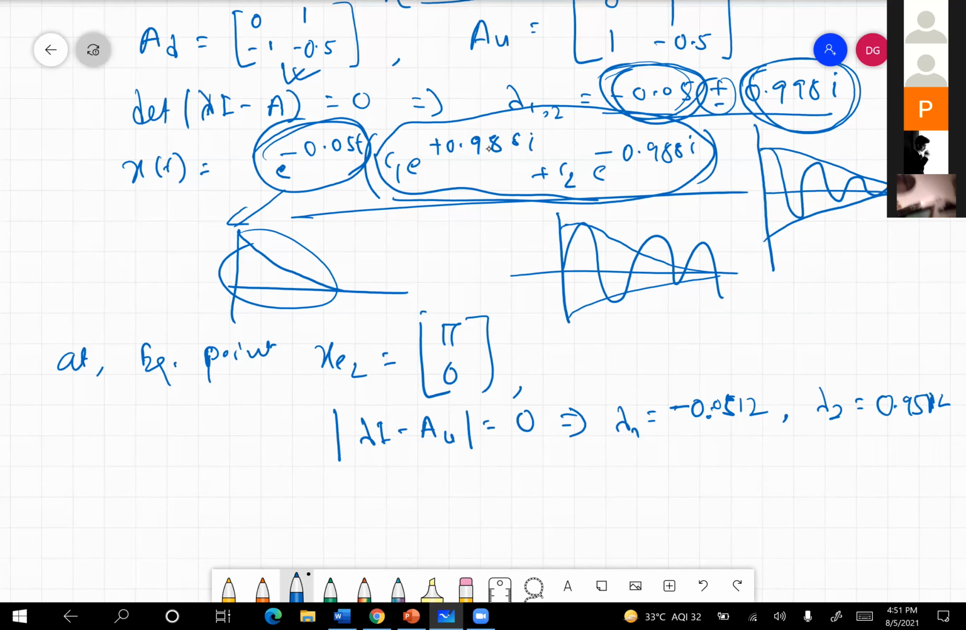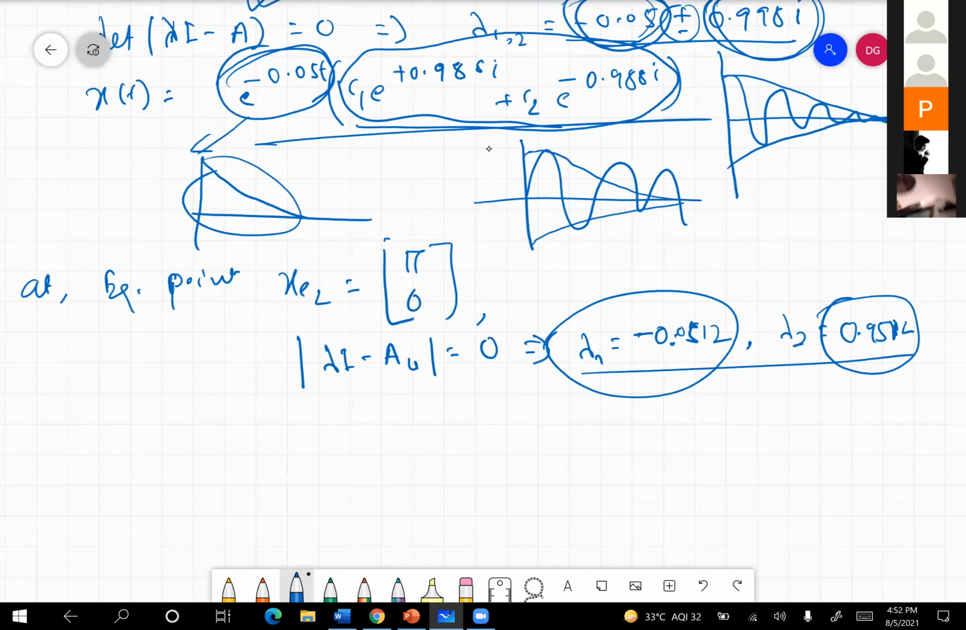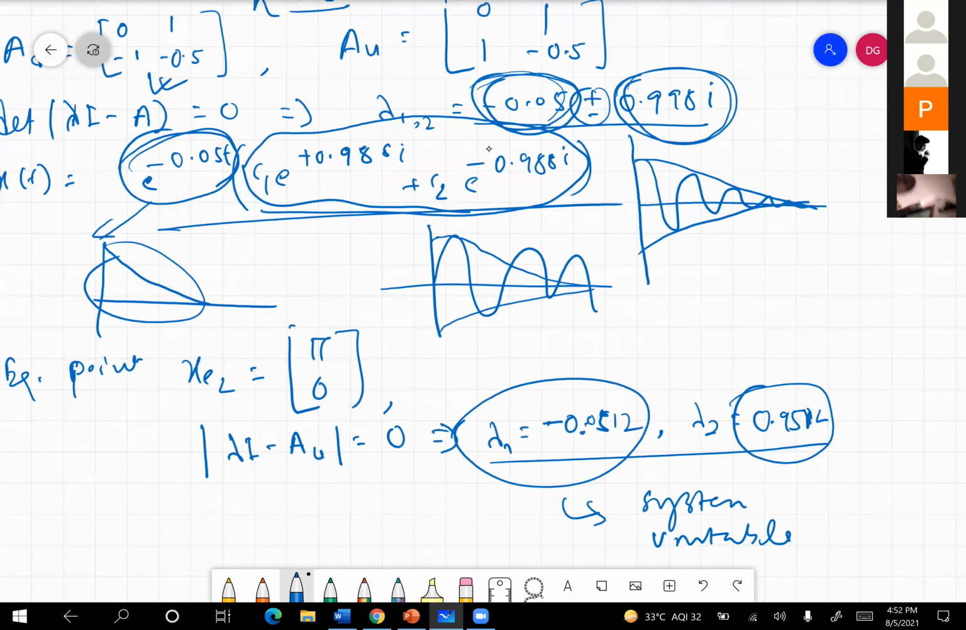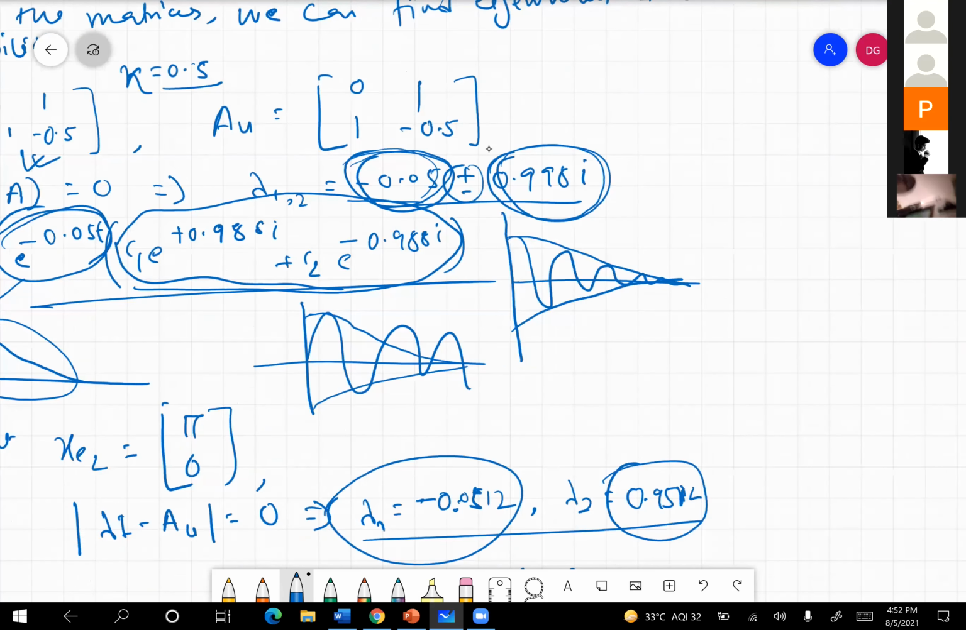So if you notice here, we have one eigenvalue which is positive, another eigenvalue which is negative. This is a very, very important thing in stability. If you have a system and any of the eigenvalues comes out to be positive, then the system is unstable. So in this case, the system is unstable. Even if you have thousands of eigenvalues, it doesn't matter. If any of the eigenvalues comes out to be positive, then the system is unstable. In the previous case, the system is actually stable because it is going to the equilibrium point, even though there is oscillation.